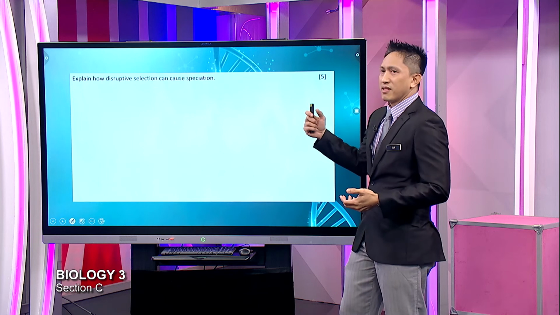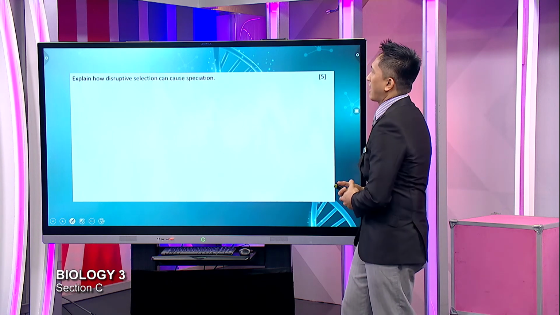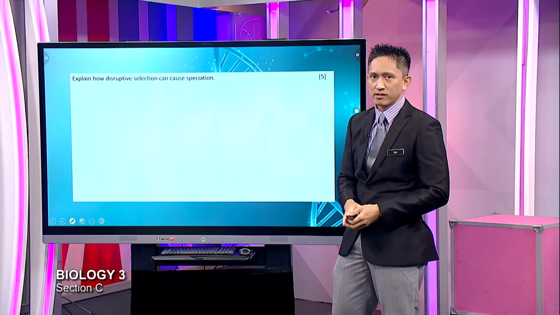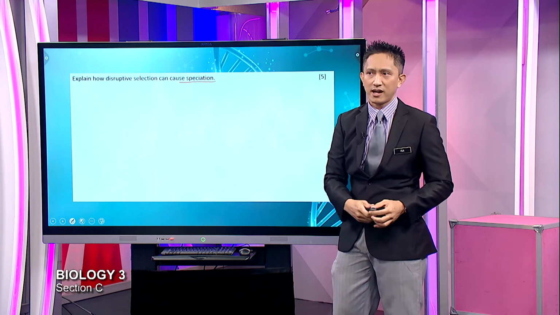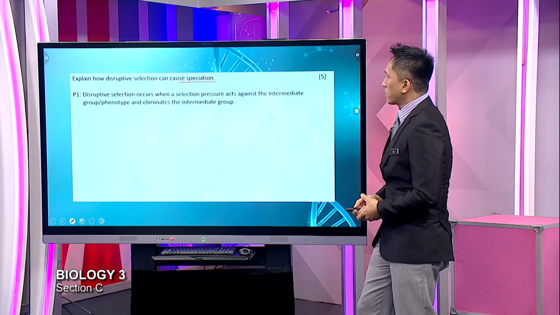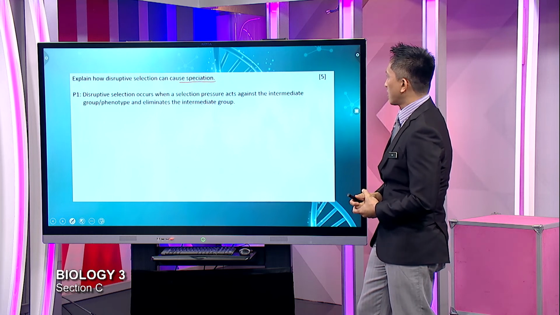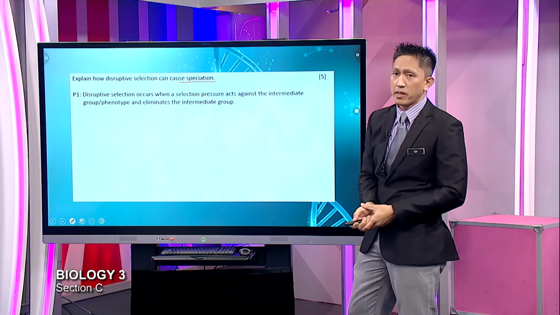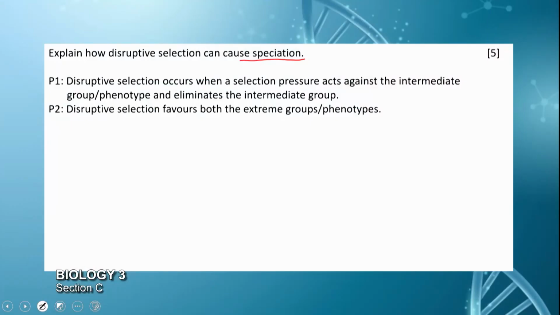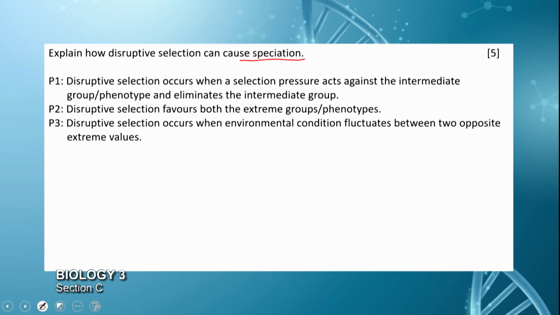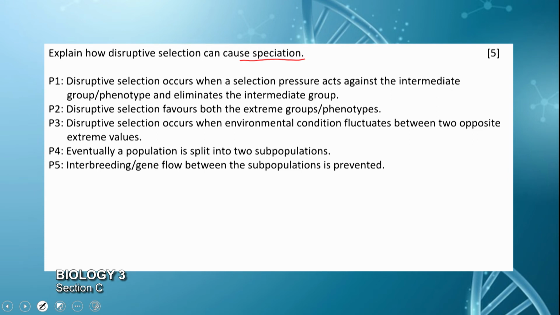Alright. Last question. Explain how disruptive selection can cause speciation. So penjelasan calon mesti menunjukkan macam mana speciation berlaku akhirnya. Okay, so disruptive selection occurs when a selection pressure acts against the intermediate group of phenotype and eliminates the intermediate group. That's P1. Okay, and then disruptive selection favors both the extreme groups of phenotypes. I'm sure you are aware of this, candidates. And then disruptive selection occurs when environmental condition fluctuates between two opposite extreme values.